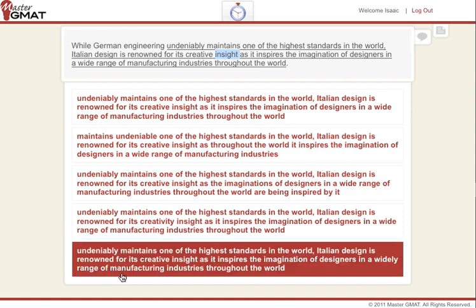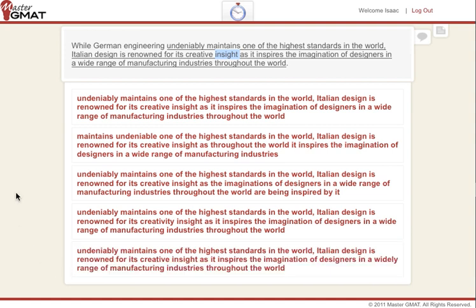And in E, undeniably maintains one of the highest, etc. What's different over here? Well, you see, in a widely range of manufacturing industries, as opposed to a wide range of manufacturing industries in the original. A widely range. Here we have an adverb. What's it modifying? An adverb is modifying the noun, range. Doesn't make any sense. An adverb can modify other adverbs, adjectives, and verbs, but the only thing it cannot modify is an actual noun. That's why we have adjectives, right? So, in a widely range is wrong. It should be in a wide range. Therefore, we're back to C or A.